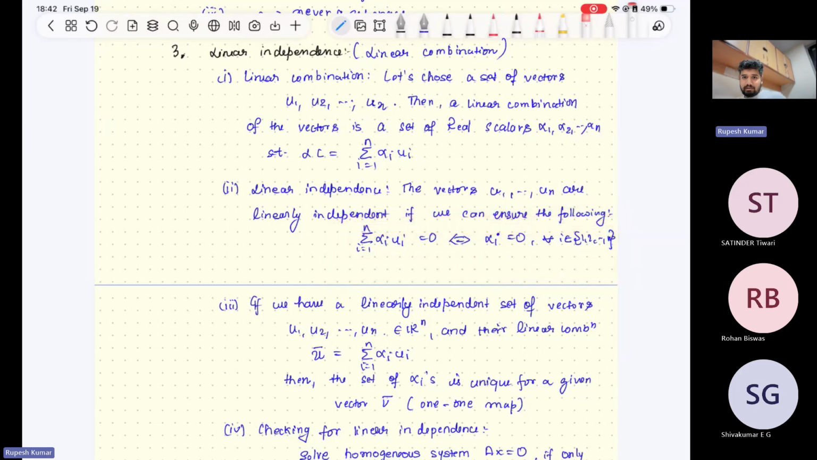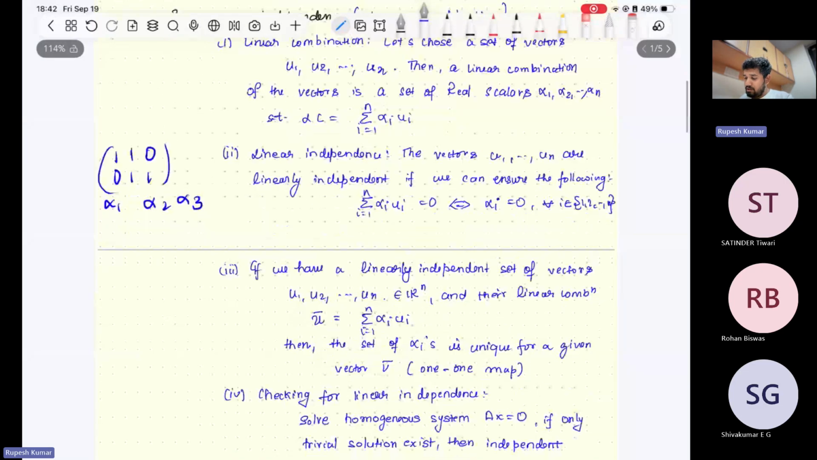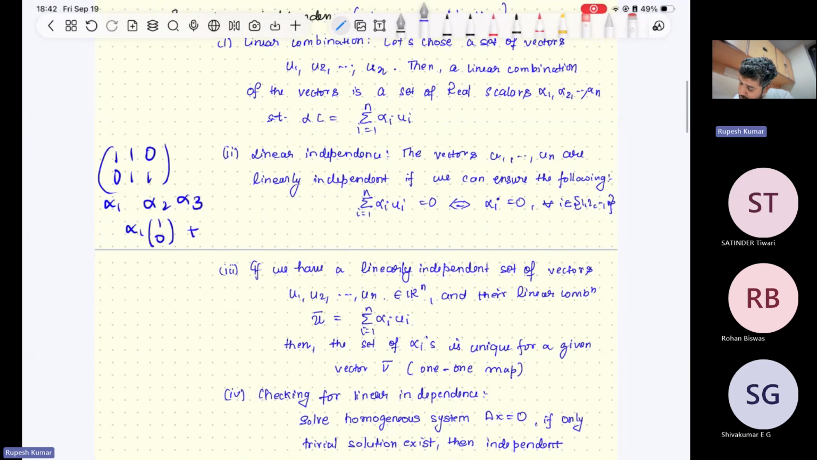Is linear independence clear? It is essentially saying that, let's say you have the vectors (1, 0), (1, 1), (0, 1). First, what is a linear combination? Let's assume three scalars alpha 1, alpha 2, alpha 3. A linear combination is anything that looks like this: alpha 1 (1, 0) plus alpha 2 (1, 1) plus alpha 3 (0, 1). Alpha 1, alpha 2, alpha 3 are scalars.